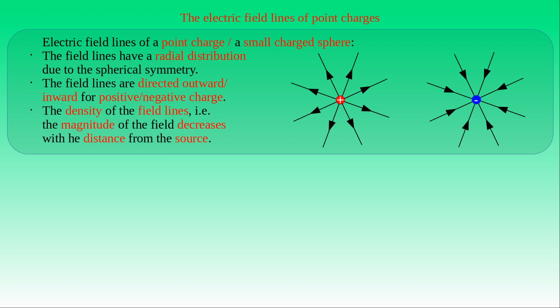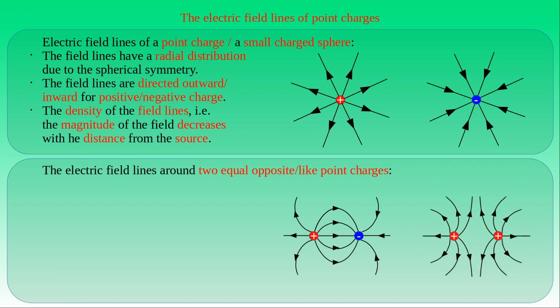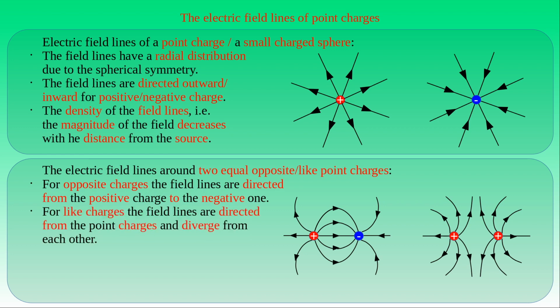In the next example, we will study the field lines around two equal but opposite point charges and two equal like point charges. Here we can see the field lines of a positive and a negative charge placed near each other, and here we depict the field lines of two positive charges with the same separation. For opposite charges, the field lines are directed from the positive charge to the negative one, as shown in the left-hand side figure. For like charges, the field lines are directed away from the charges and diverge from each other, which we can see in the right-hand side figure.